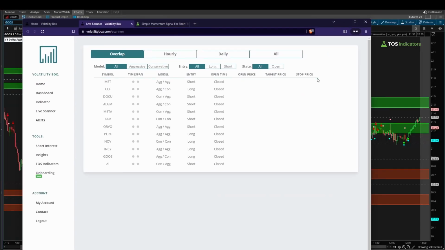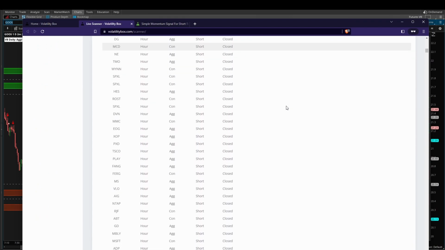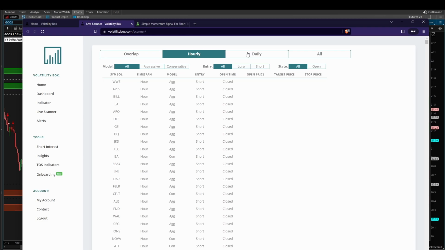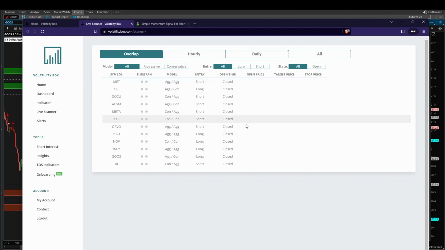And for all Stock Volatility Box members, we reviewed the overlap tab today. You can also take a look at the different trades on our hourly tab, where we had quite a few, a very long list, and even on the daily tab, quite a long list here. And you can see how the overlap tab makes it nice and easy to know which are the best of the best setups from both of these lists.